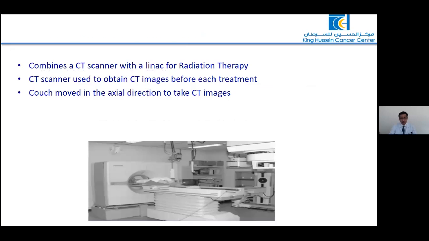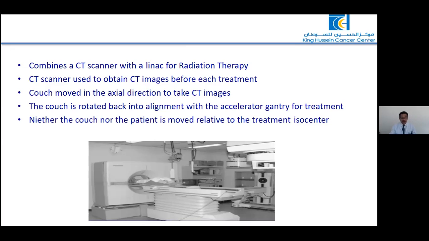It's a new approach. From that time, many hospitals and many departments adopted this technology, which combines a CT scanner with a linear accelerator for radiation therapy, and the CT scanner is used to obtain CT images before each treatment. The couch is moved in the axial direction to take CT images, and the couch is rotated back into alignment with the accelerator gantry for treatment. But here, neither the couch nor the patient is moved relative to the treatment isocenter.